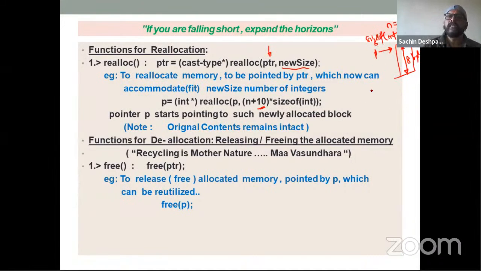So obviously what you say is that it is 10 plus 4, 14, 14 multiplied by 2, 28, and a 28 bytes chunk can easily accommodate 14 integer type of elements. So pointer P starts pointing to such a newly allocated block, and the beauty of this is that the original content will not get lost, it will still remain there. So even if the reallocation is happening, even if a new chunk somewhere else in memory is getting allocated, the original contents will remain intact and will be retained and made available for the subsequent processing.